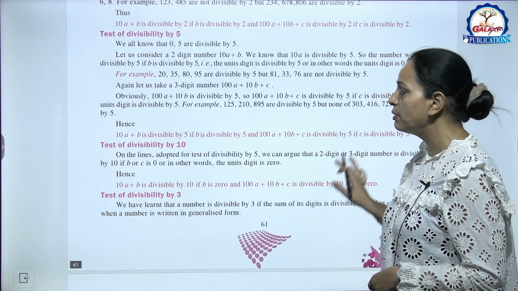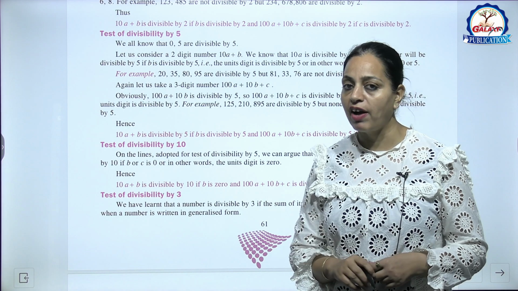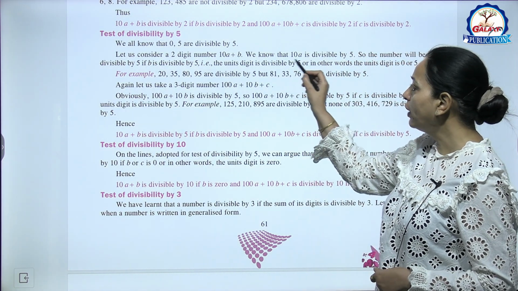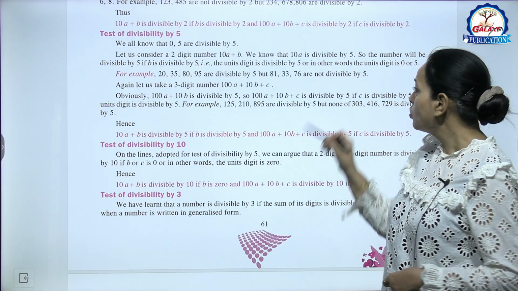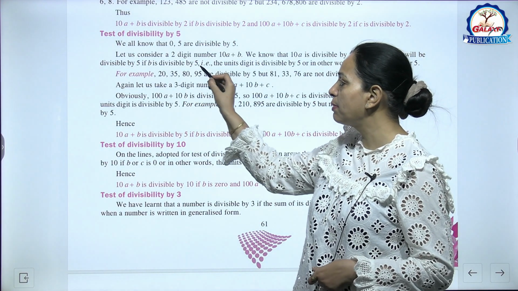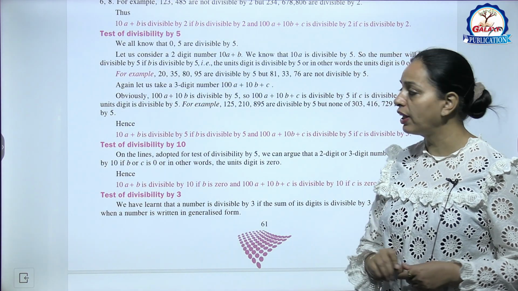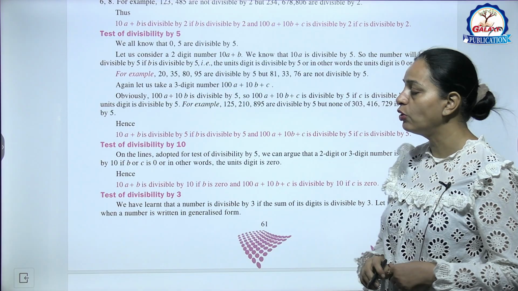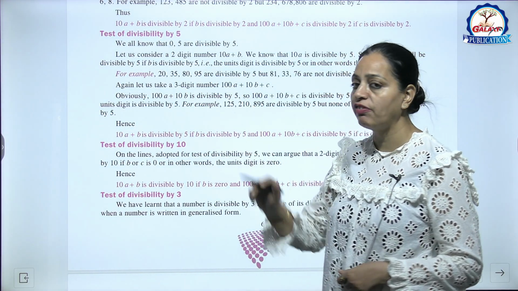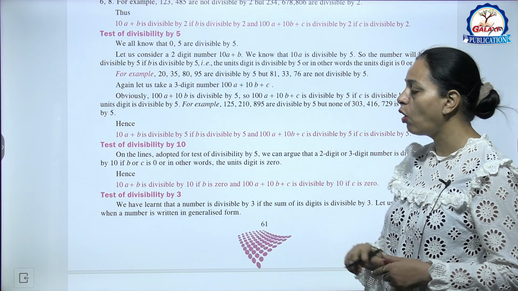Now test of divisibility by 5. We all know that 0 and 5 are divisible by 5. Let us consider a 2-digit number 10a plus b. We know that 10a is divisible by 5. So the number will be divisible by 5 if b is divisible by 5. That is, the unit digit is divisible by 5, or in other words the unit digit is 0 or 5. So for example 20, 35, 80, 95 all are divisible by 5, but 81, 33, these all are not divisible by 5.